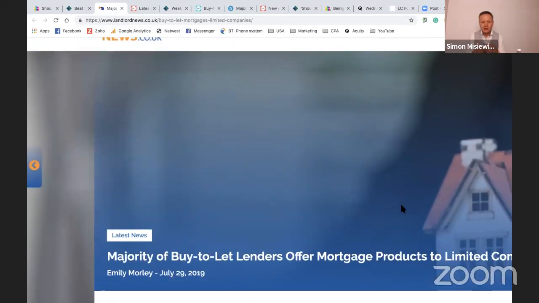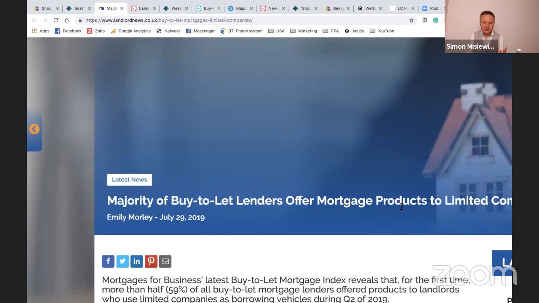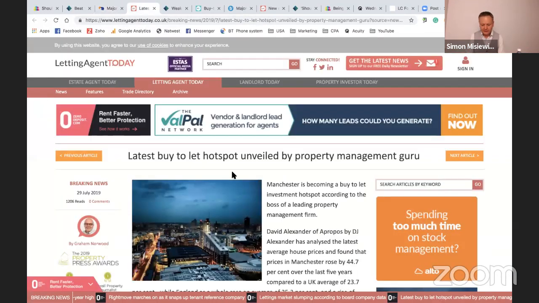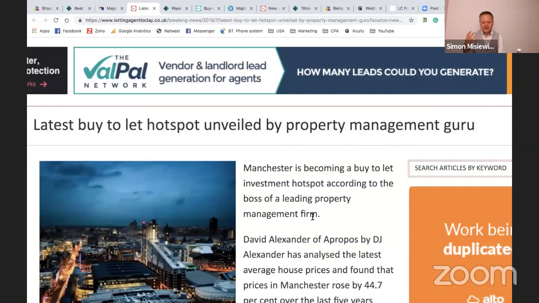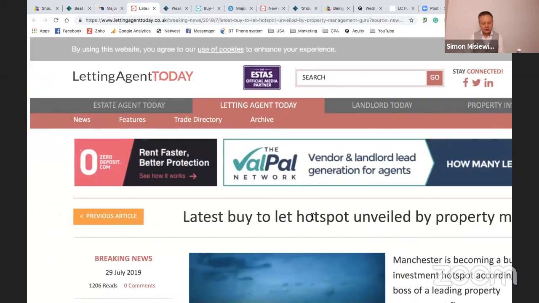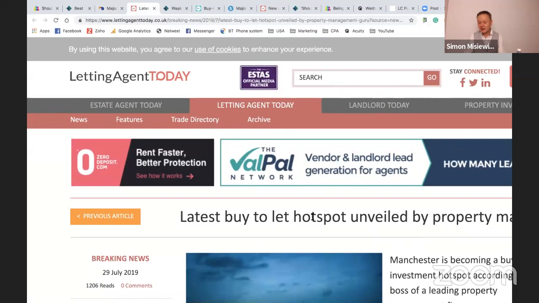Again, just common themes that are now coming out constantly, which is using limited companies. And again, please do watch that previous video I talked about earlier, and the amount of buy-to-let mortgages that are coming out for that as well. Just talking about a different side of it. This is an article by Letting Agent Today. Again, another news source that I read quite a lot is Letting Agent Today.